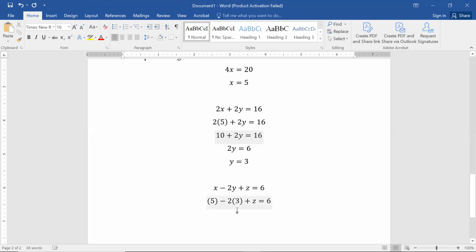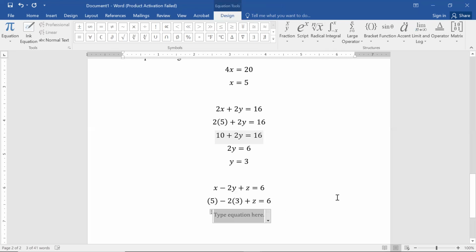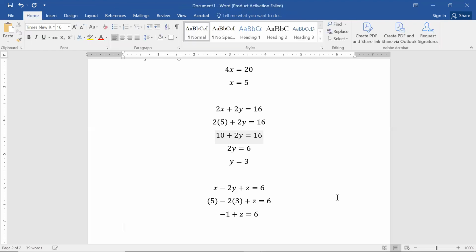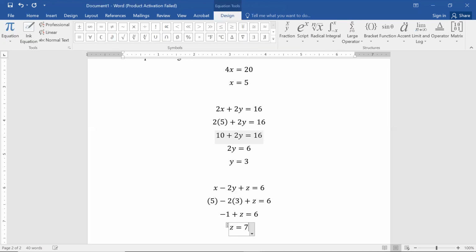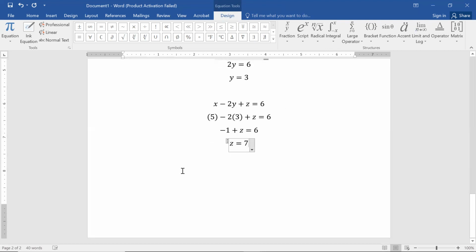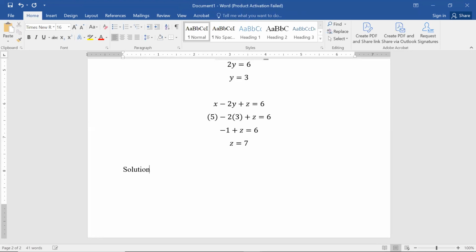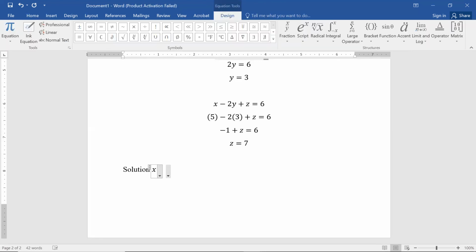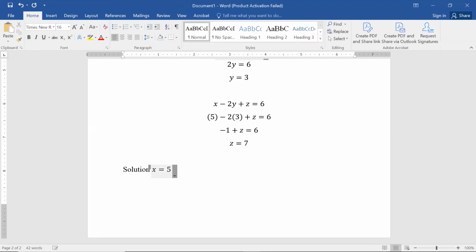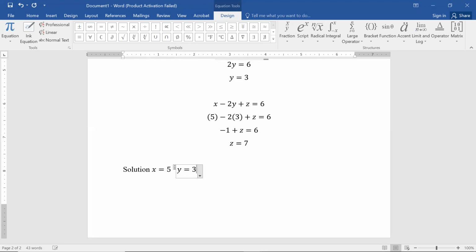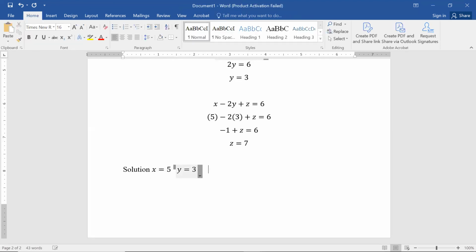5 minus 2 times 3 gives me a negative 1 plus z equals 6. Adding 1 to both sides gives me a z equaling 7. So now I have my solution. My solution happens when x is equal to 5, when y is equal to 3, and when z is equal to 7.